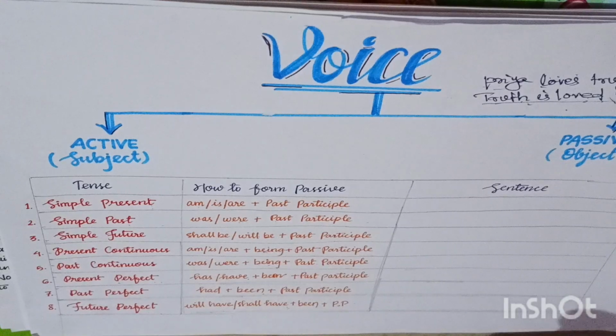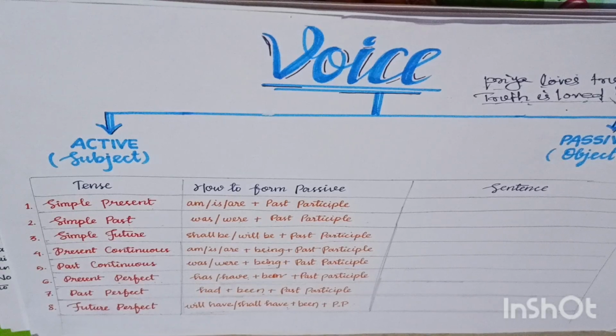Good morning, students. Today we discuss active voice and passive voice. You have already known that verbs are of two types. One is transitive verb and the other is intransitive verb. Transitive verb has two voices: one is active voice and the other is passive voice.